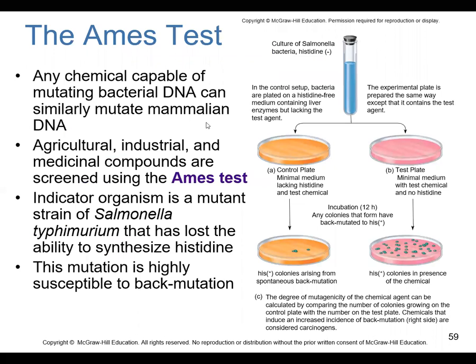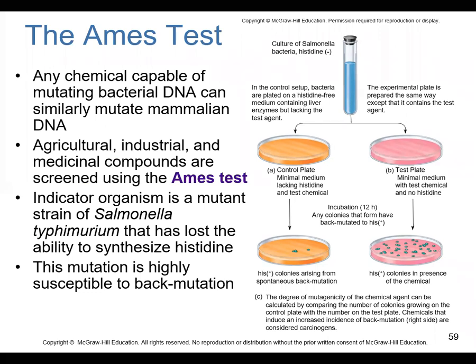Now, testing for mutagens, we use the Ames test to do this. This is a very common one in the industry. What they do is they use a Salmonella strain that we know is easily mutated. This particular one has lost the ability to make histidine, which is an amino acid. But it's able to do a back mutation where it goes back to the original, and it does it at a certain rate. So we expect to see it happen.